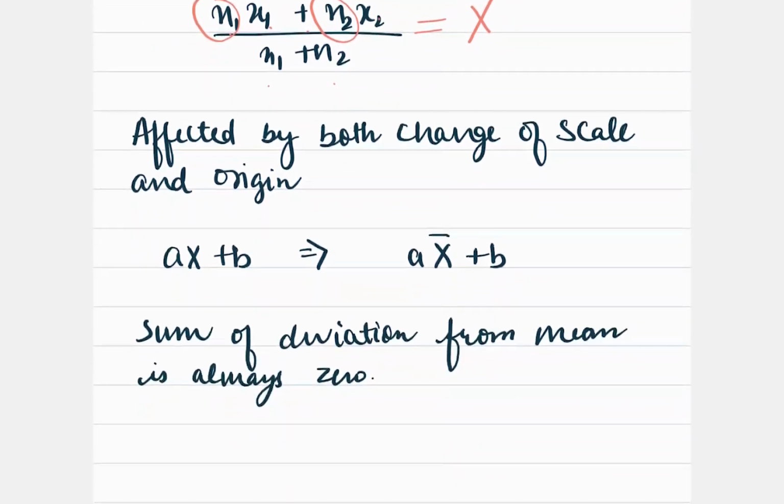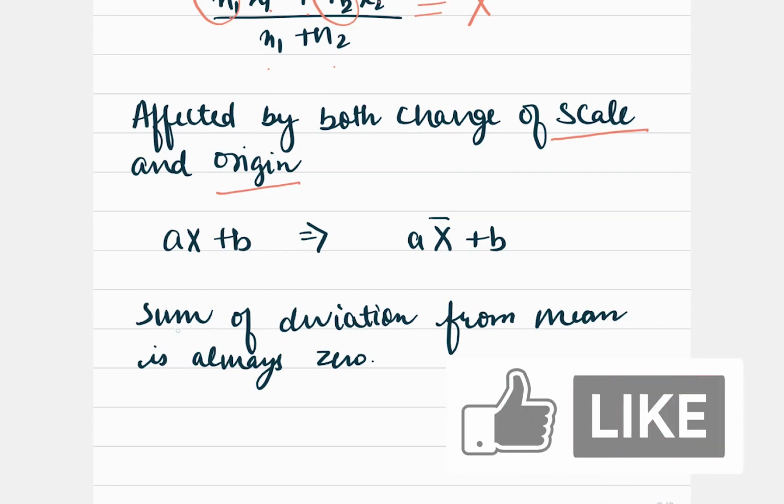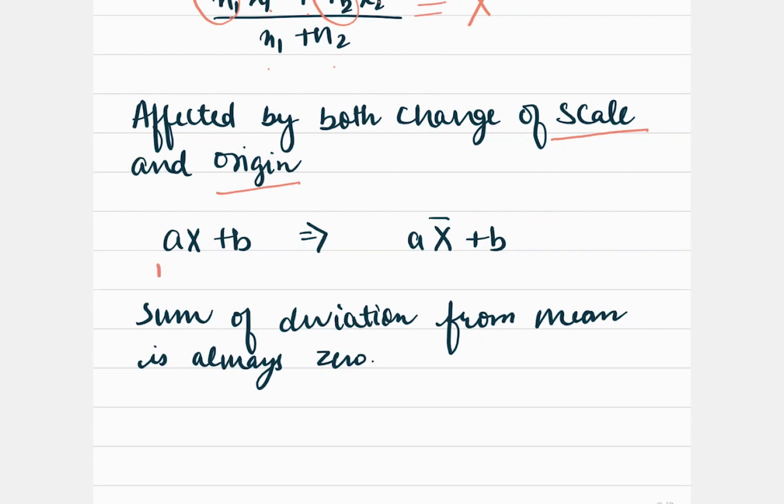Next, another important property that mean possesses is that it is affected by both change of scale as well as origin. So, if each number in a data set is first multiplied by a, which is the change of scale, and then b is added, which is the change of origin, then the new arithmetic mean will also be a times x1 bar, which is the prior mean, plus b. We will also understand this by an example just below.